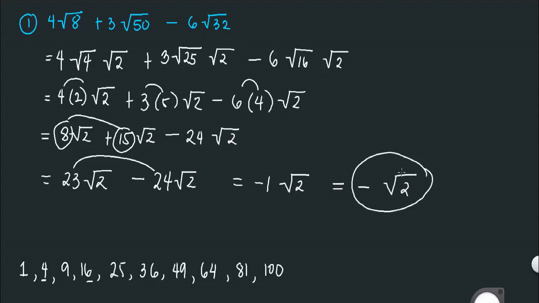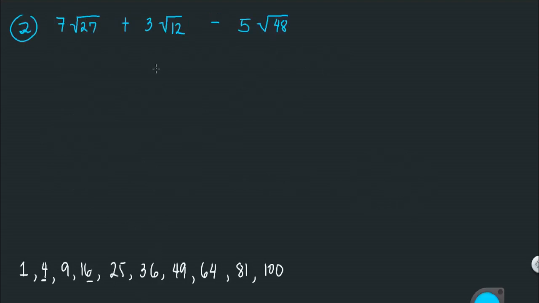Okay? So, let's proceed to the next one. Ngayon, i-apply natin yung mga bagay na natutunan natin sa mga previous example natin. So, we have 7 square root of 27 plus 3 square root of 12 minus 5 square root of 48. So, nakakaisip na tayo ng mga perfect square number na pwede dyan sa 27, 12, and 48. Okay? So, 7 muna, no? Labas ko muna siya.